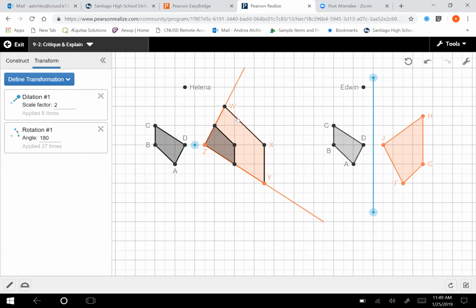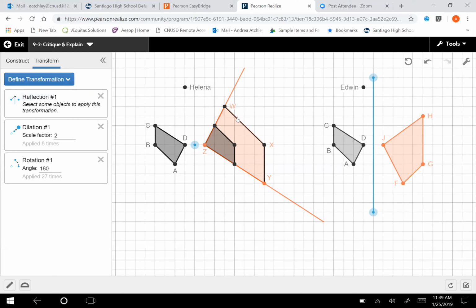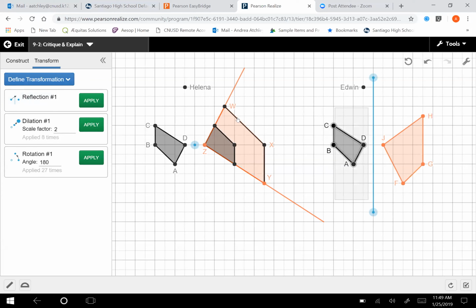So we're going to add a transformation. We're going to reflect across this line, and we're going to choose all of this. I'm going to apply. Okay. It is super close, right? But if I blow this up, oh, it doesn't let me zoom in. You can see that this line isn't exactly on it. The black line does not go exactly on that orange line, JH.